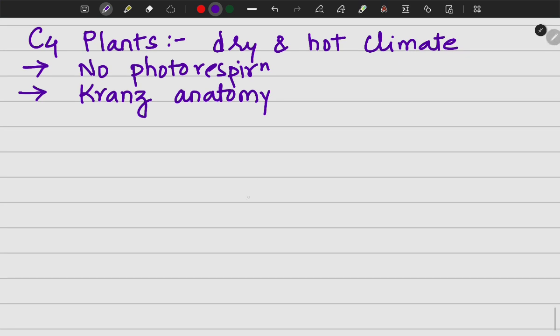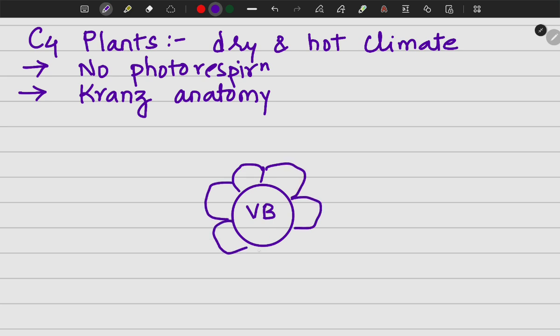So suppose this was the vascular bundle and this was the bundle sheath. And this was the mesophyll cell. Let me use a different color.